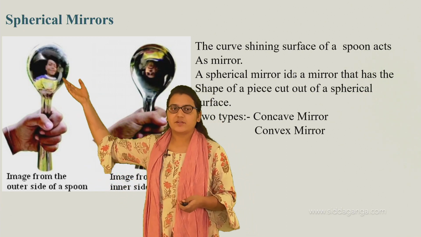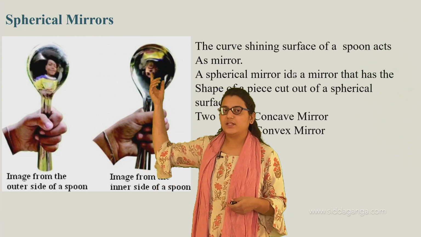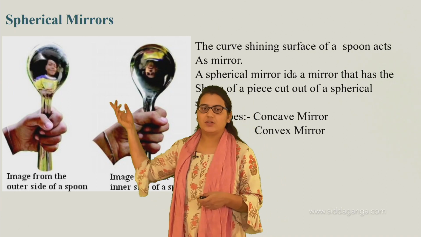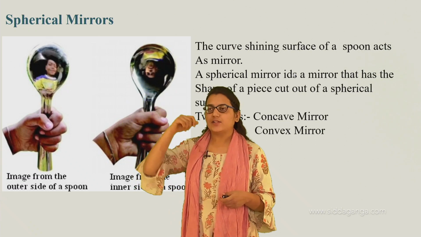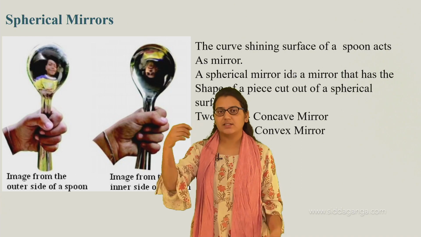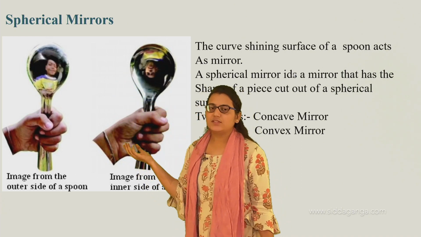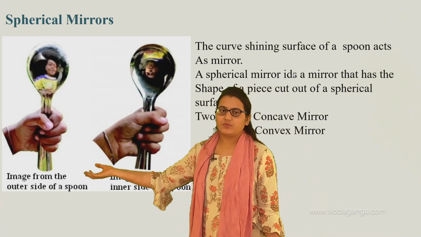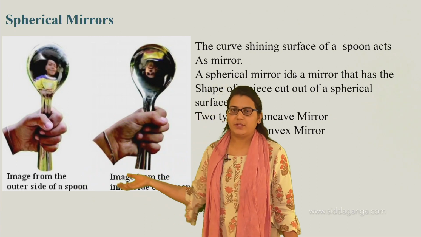So this is the outer surface and this is the inner surface, and when you look at the inner surface, this is how it looks: inverted. The image looks inverted, and as you increase the distance from the spoon, it appears smaller and smaller. So this is the image from the inner side of the spoon, and this is the image from the outer side. You can try it out to check the formation of images.